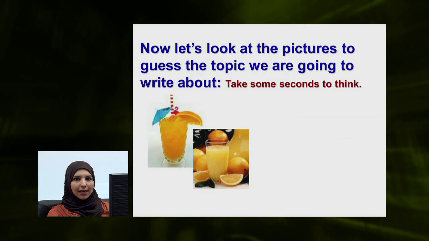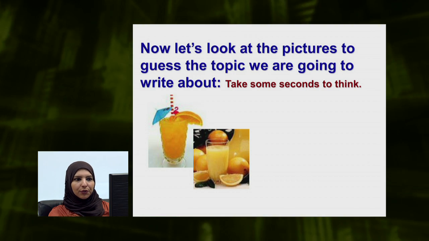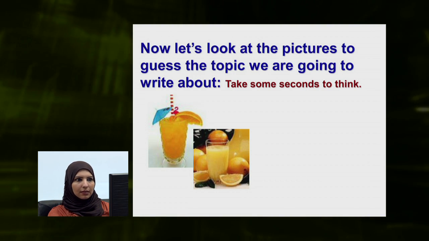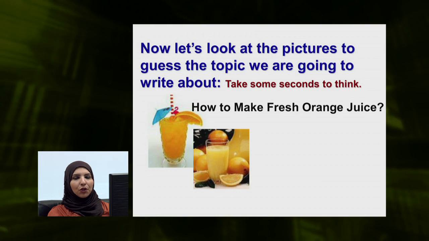Now let's look at the pictures to guess the topic we are going to write about. You're going to take some seconds to think. As you see from the pictures, we can say that the topic is how to make fresh orange juice. Now let's talk about the steps.